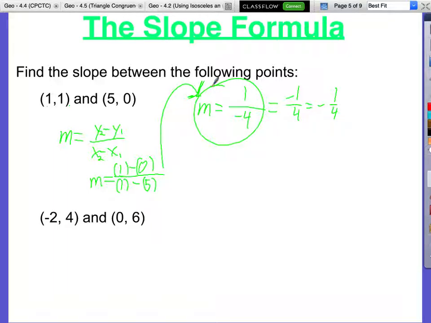It's 4 minus 6. What's the negative 2 minus 2? Well, it doesn't matter which order. So it's the same thing. So it's 6.